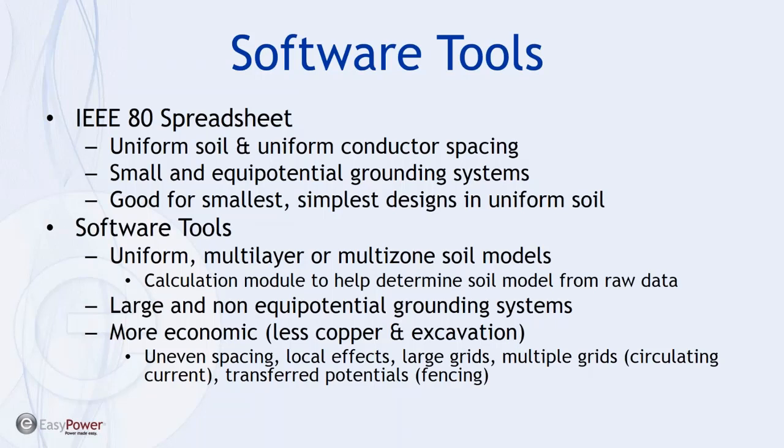Software tools can also generally achieve a more economic design, which is kind of shorthand for less copper and less excavation required. They can also achieve more complex designs, and an example of complex designs includes uneven spacing. You can perform calculations to do local mitigation of local effects, as opposed to mitigating a local effect by beefing up the whole grid. You can just beef up one area and rerun the simulation, saving yourself on conductor everywhere else. You can do large grids like we've talked about. You can do things like multiple grids with circulating current between them. And then you can also do some pretty cool calculations with transferred potentials.